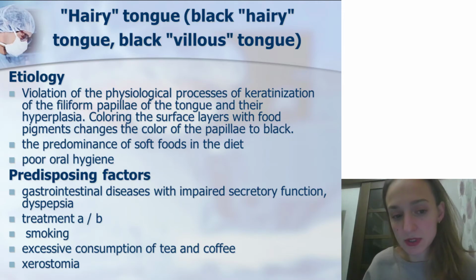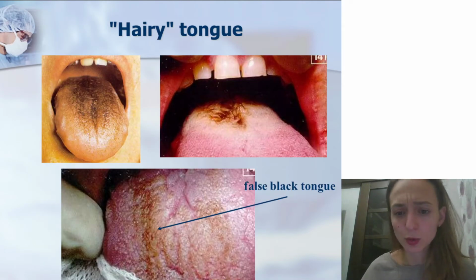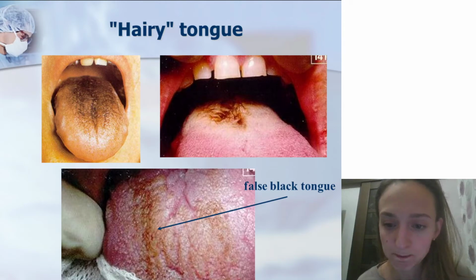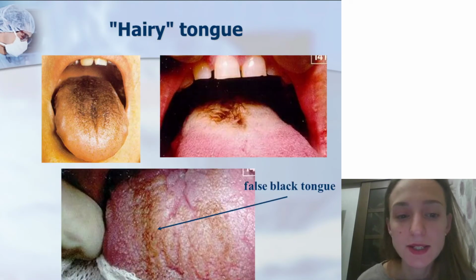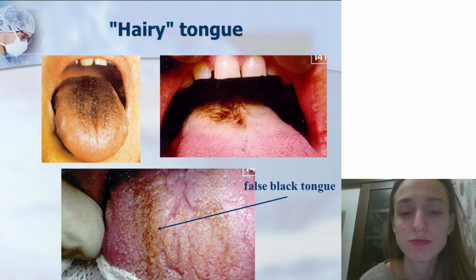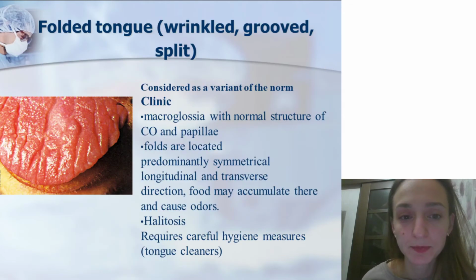And treatment. Look, please, at the clinical picture. It is false black tongue. Sorry. And treatment: children with a black hairy tongue should be examined for the detection of concomitant somatic illnesses. And it is advisable to apply local fungicide and keratolytic drugs, so doing different applications.